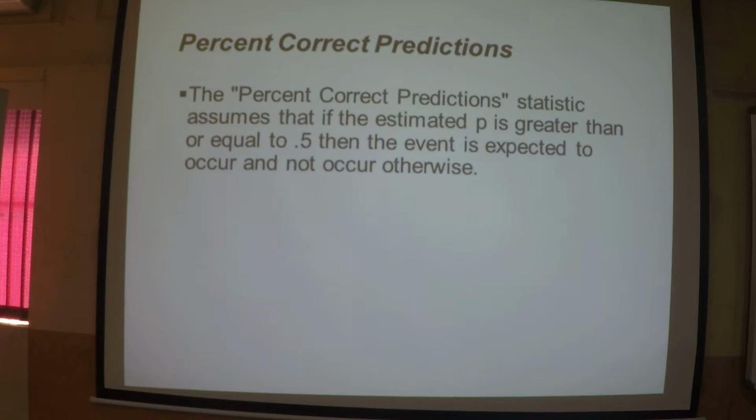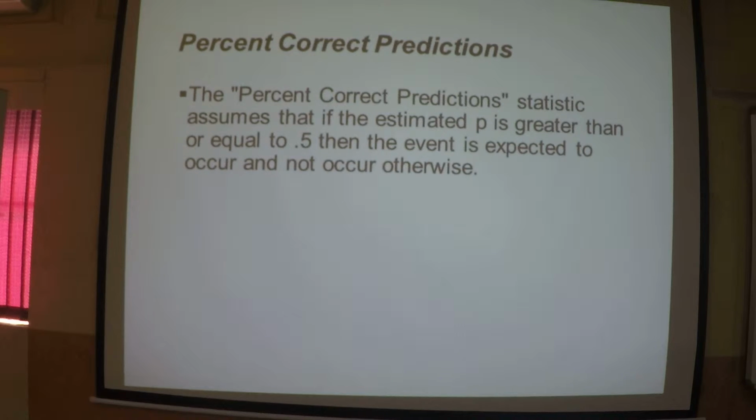But what you can do is, the percent correct prediction statistic assumes that if the estimated P is greater than or equal to 0.5, then the event is expected to occur, and not expected to occur otherwise. So I will do one thing. For example, from the fitted model, if I put in Siddesh's variables, income, education, etc., then my model says that the probability that Siddesh is employed is 0.7.